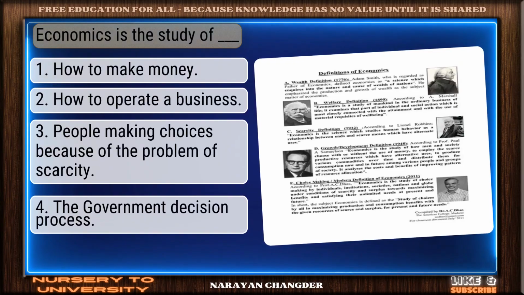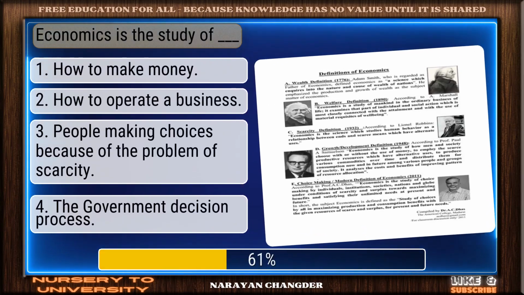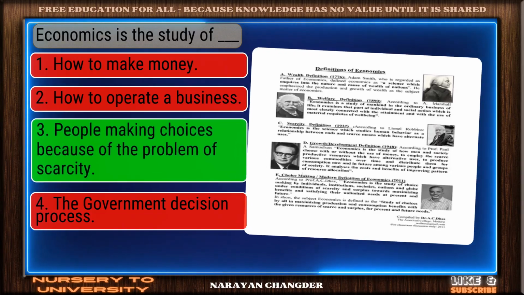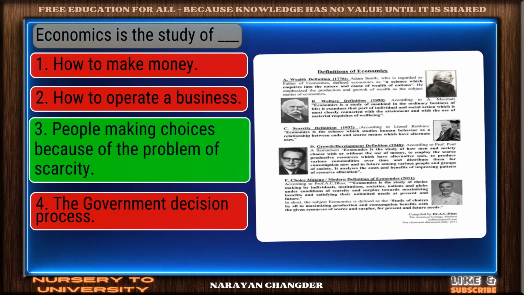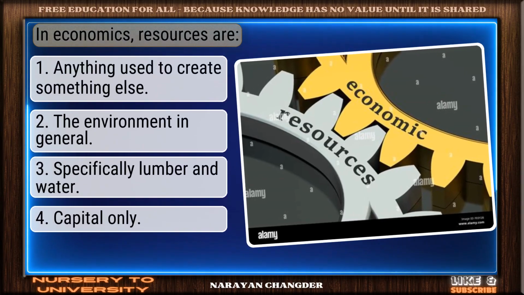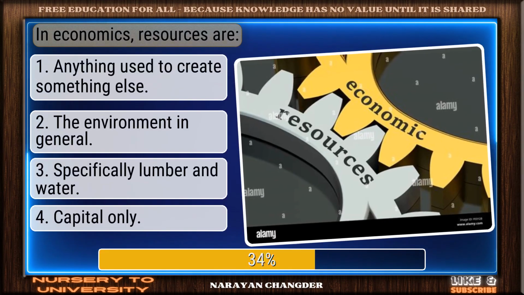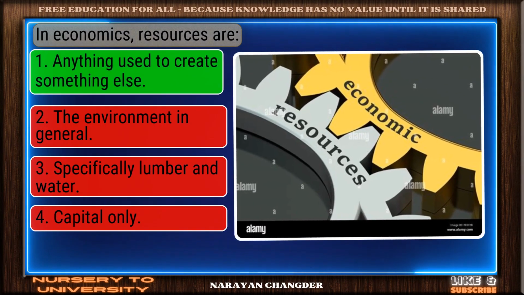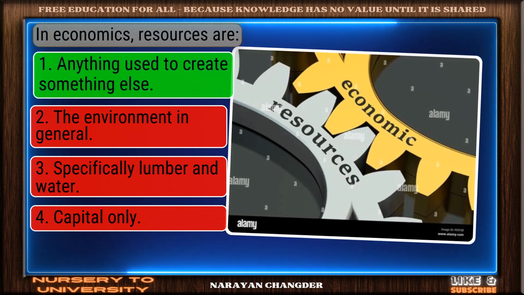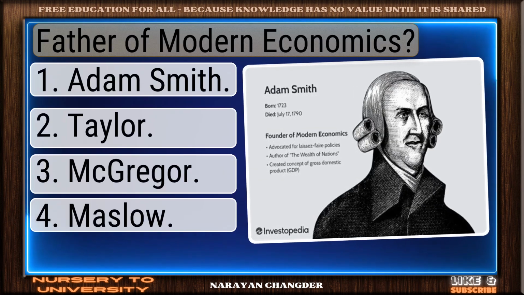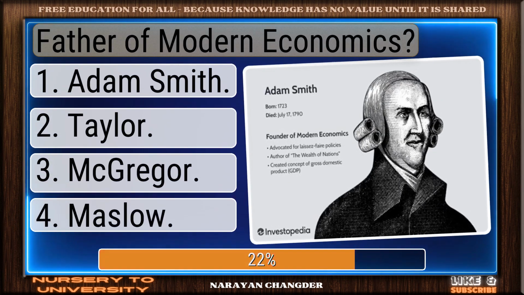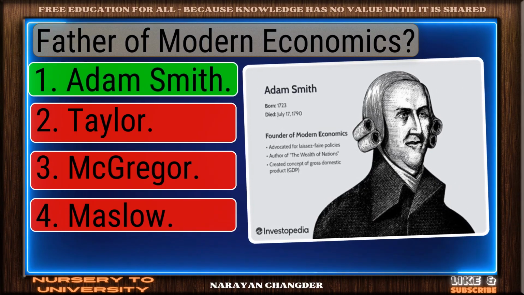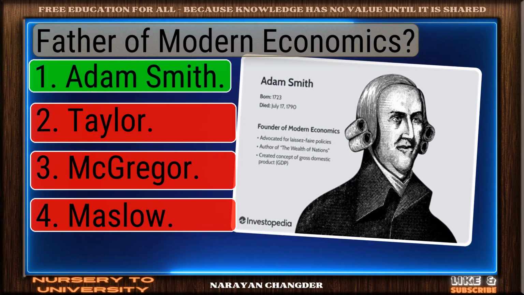Economics is the study of dash. Well done. People making choices because of the problem of scarcity is the right choice. In economics, resources are. Nice work. You chose anything used to create something else, and it is correct. Father of modern economics. Great thinking. Adam Smith is the right choice.